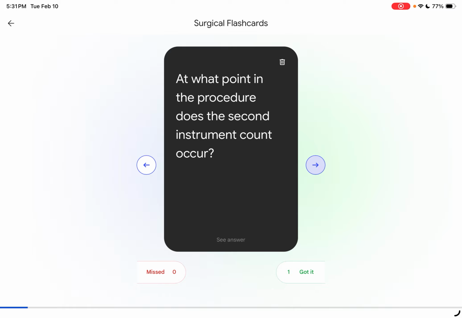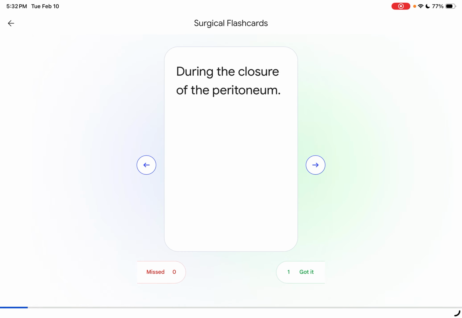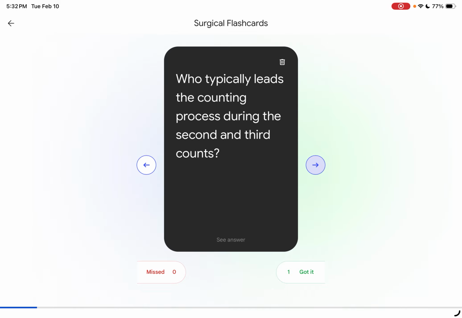At what point in the procedure does the second instrument count occur? So, second instrument count occurs before proceeding with the procedure during the closure of the peritoneum. So, kung ma-close ang peritoneum, guys, mag-second count ta sa instruments. Who typically leads the counting process during the second and third? So, ang circulating nurse na ang mag-lead sa counting sa second and third counts.